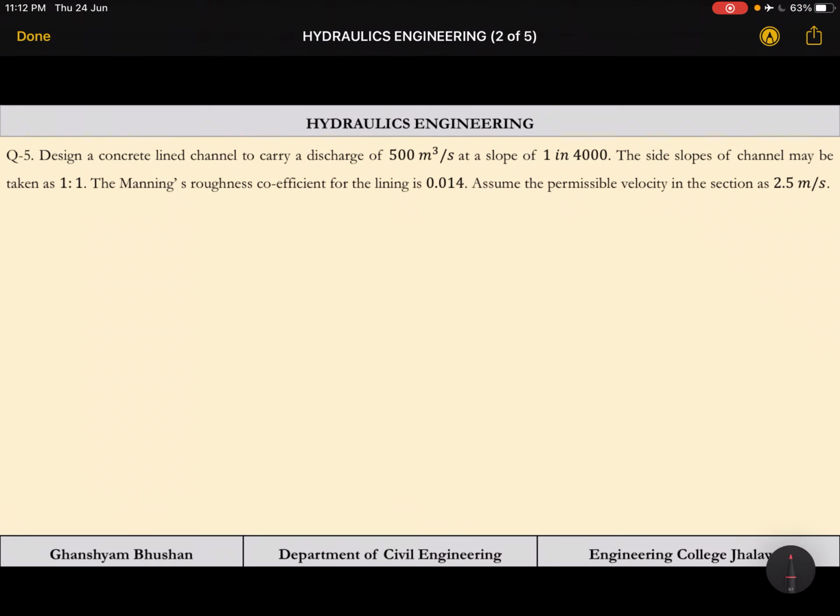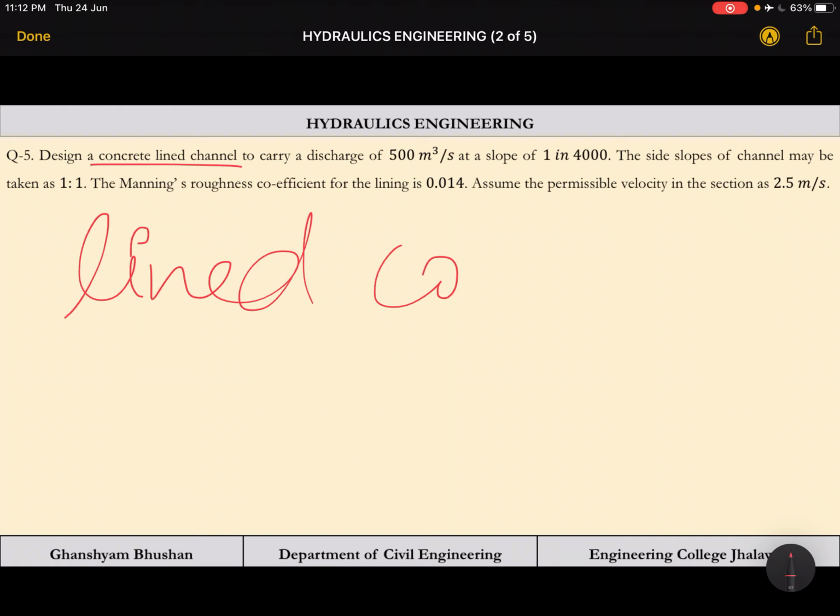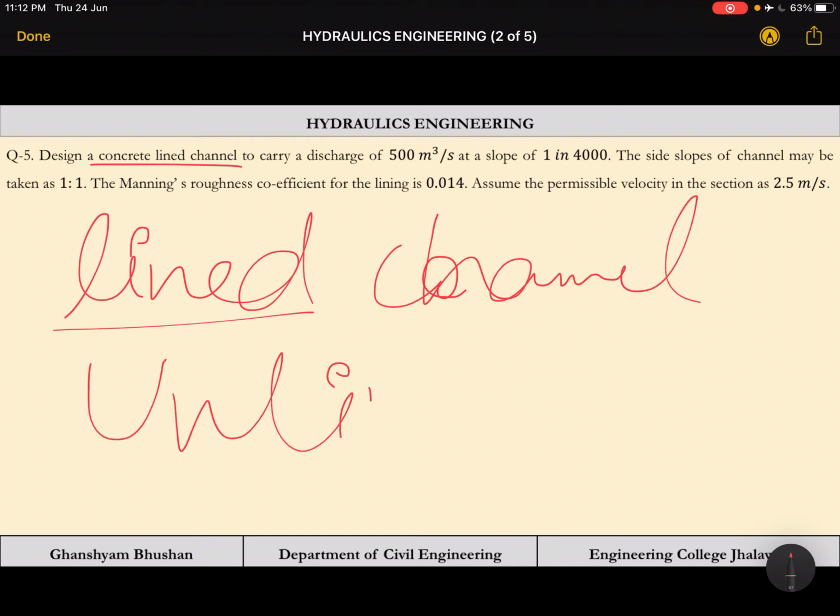Let us first try to understand what this problem is stating. Concrete lined channel: lining means a lined channel. There are two types of channel, lined and unlined. Unlined means there is no lining, that means it is in natural condition, so the bed is rough, it is not smooth.